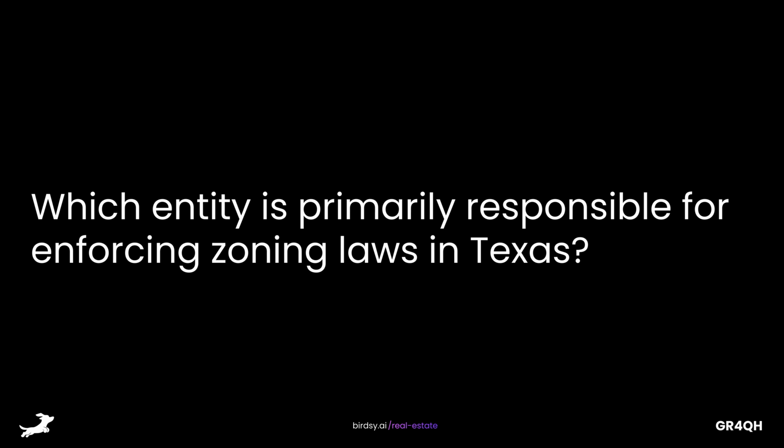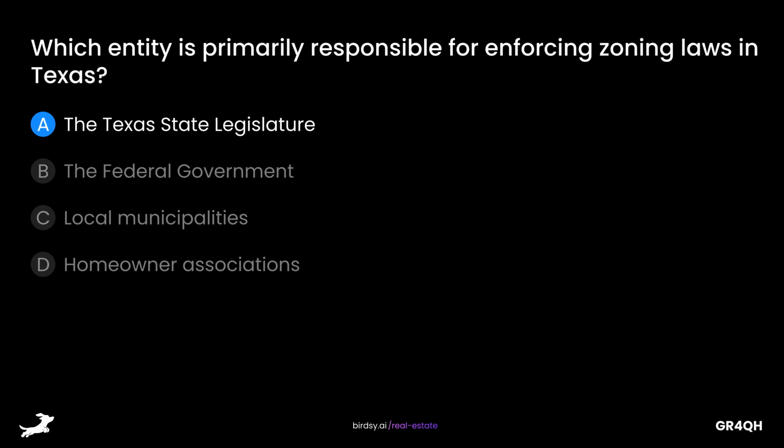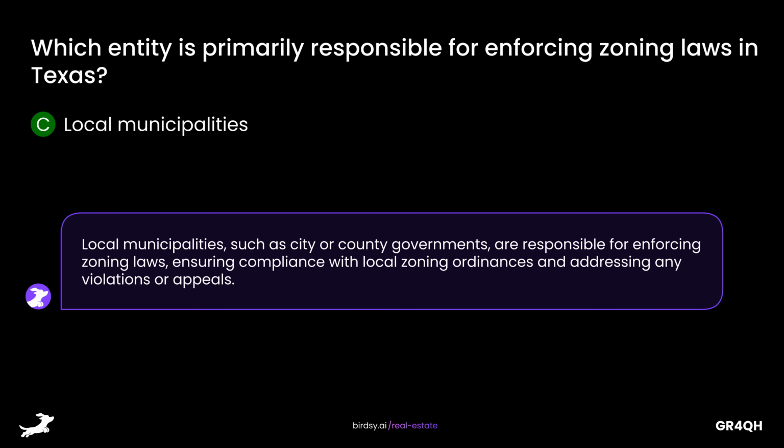Which entity is primarily responsible for enforcing zoning laws in Texas? Is it A, the Texas State Legislature, B, the federal government, C, local municipalities, or D, homeowner associations? The answer is C, local municipalities. Local municipalities, such as city or county governments, are responsible for enforcing zoning laws, ensuring compliance with local zoning ordinances, and addressing any violations or appeals.